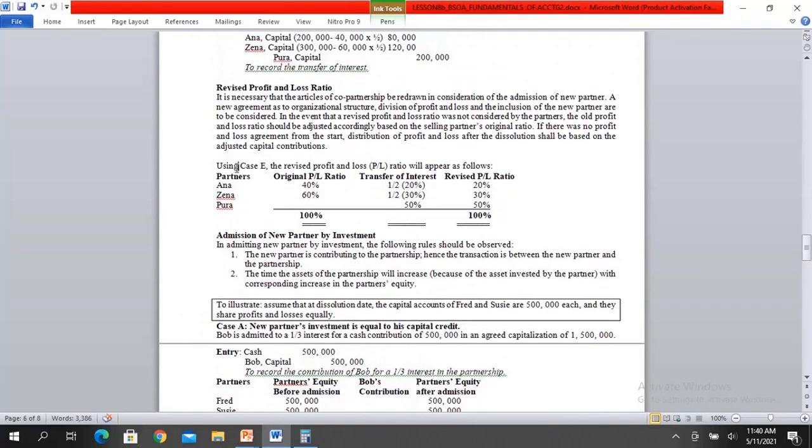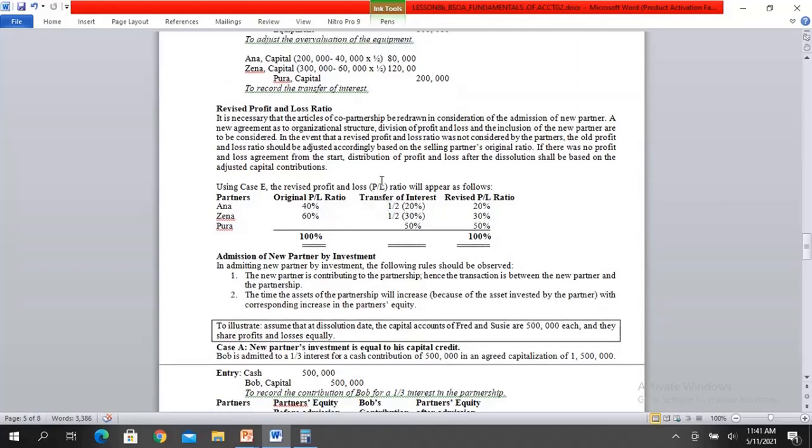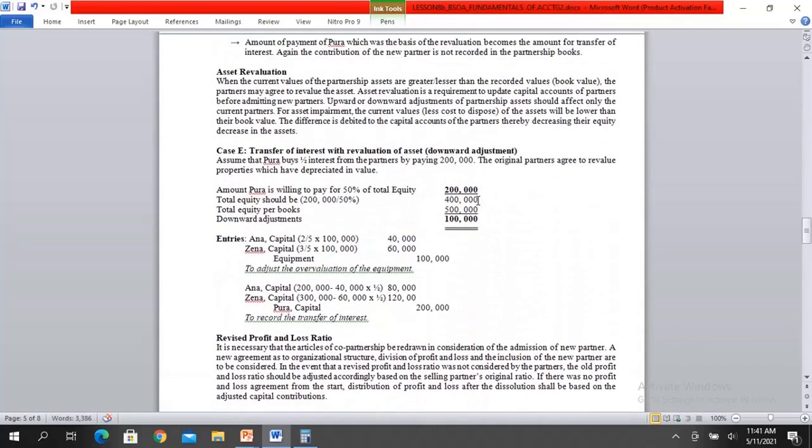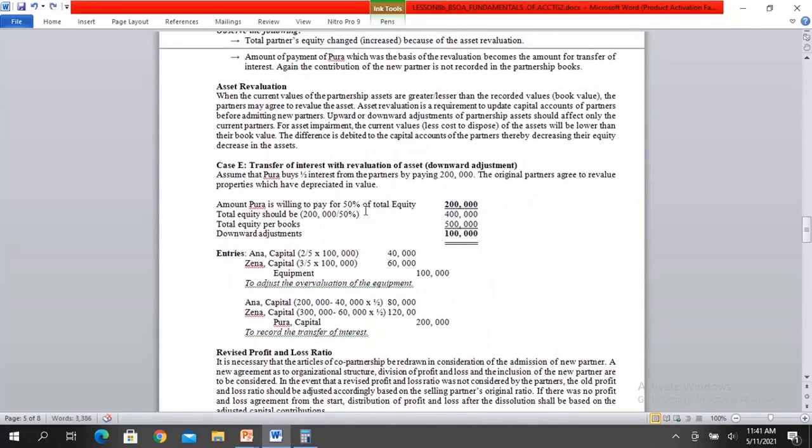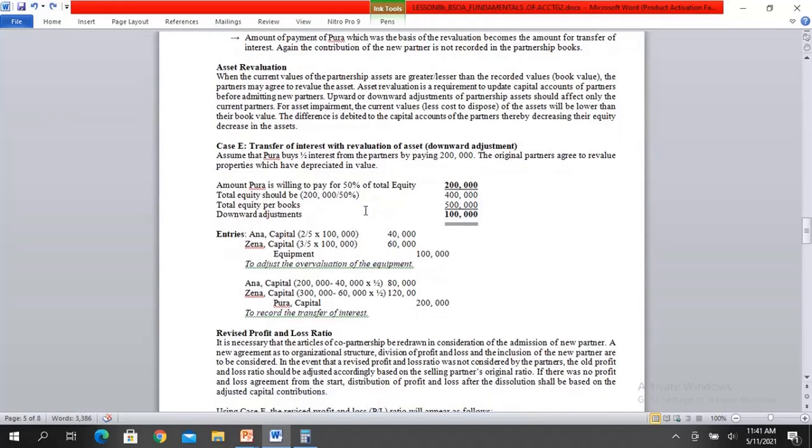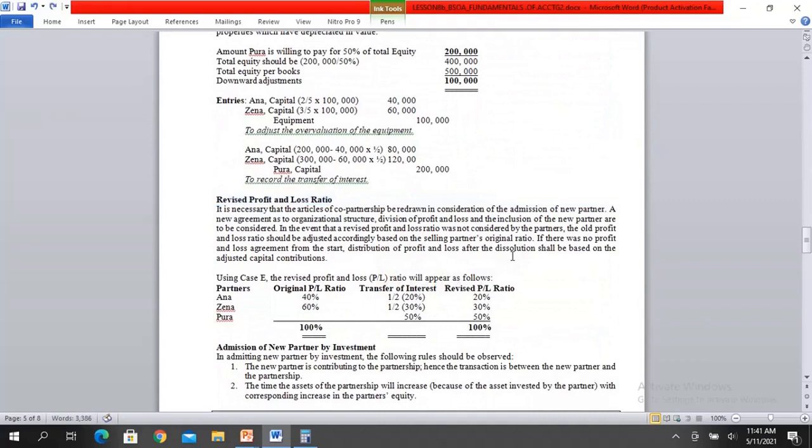Ayan, so magkano na yung magiging profit and loss ratio ng partners? Kung dati is 40% kay Ana and kay Zina is 60%, ngayon dahil transfer nila yung tigkakalahati ng interest nila kay Pura, itatransfer din nila yung tigkakalahati ng profit and loss ratio nila kay Pura.